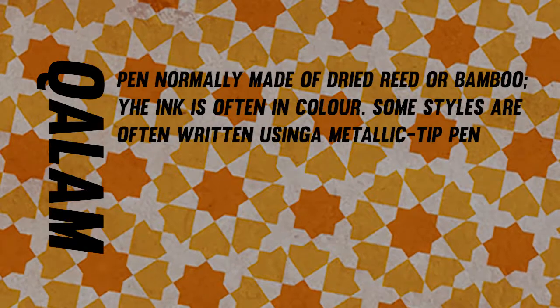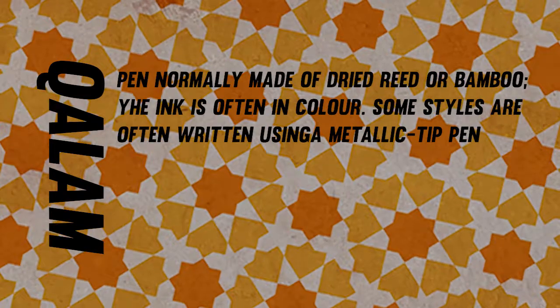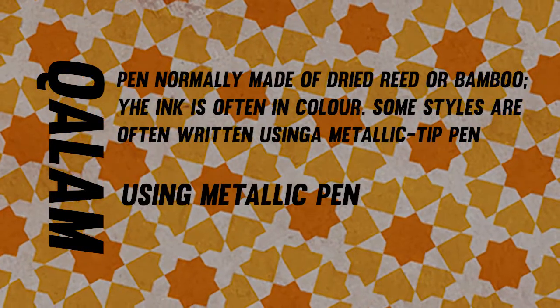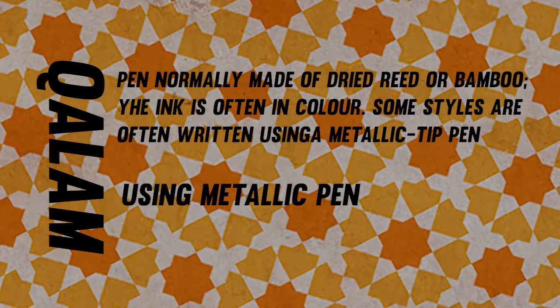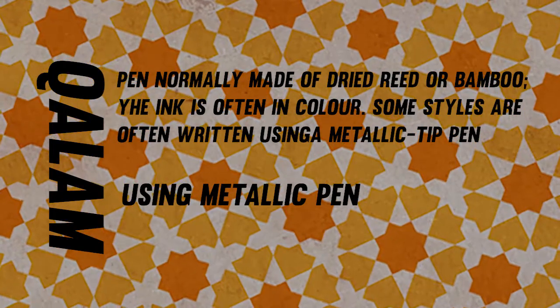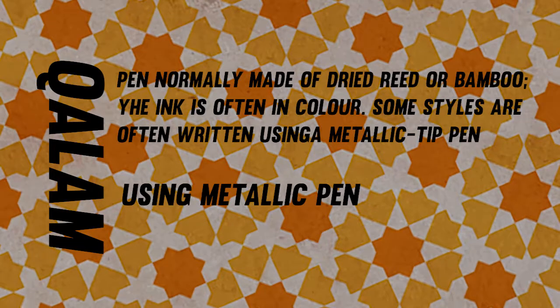Traditional instruments for Islamic calligraphy are the kalam, a pen normally made of dry reed or bamboo, and the ink is often in color. Some styles are often written using a metallic tip pen.